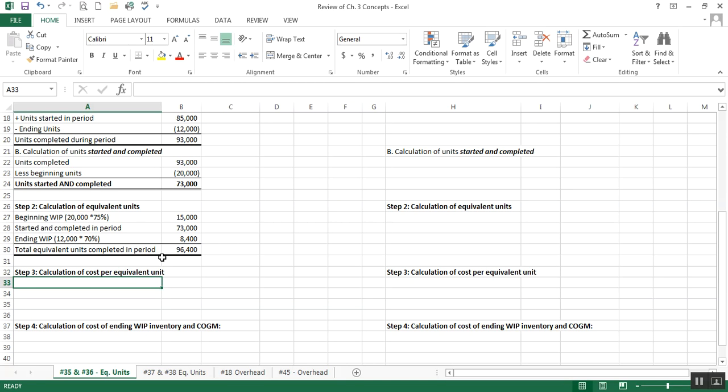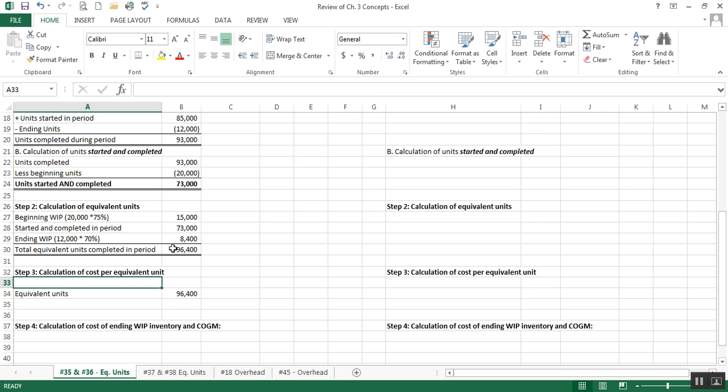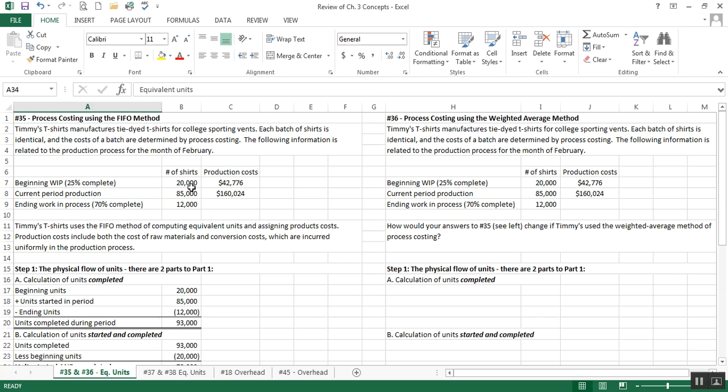Step 3, the calculation of costs per unit. So here we know that our equivalent units is 96,400, which we calculated in step 2. Now we need to identify the costs, the production costs. Under the FIFO method, we're assuming that the inventory in beginning inventory has already been completed. It's the first in, first out. So those costs we know would automatically transfer to cost of goods manufactured into finished goods.